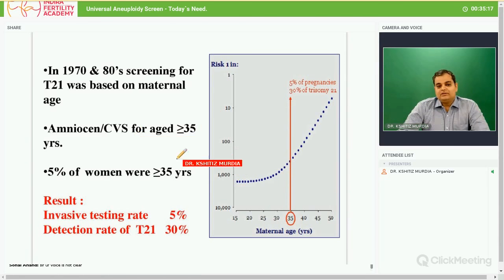So if I go by the logic of doing amniocentesis or CVS for those women who conceive after 35 years, then I'll be doing invasive testing for 5% of the pregnancies, and I'll be detecting only 30% of the trisomies, and the rest 70% will be left undetected.